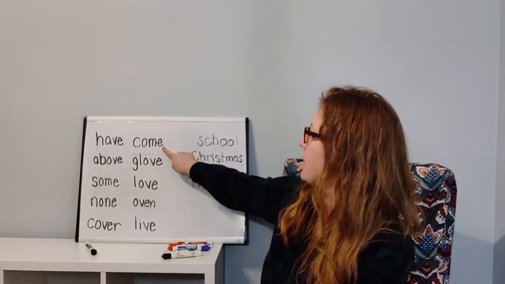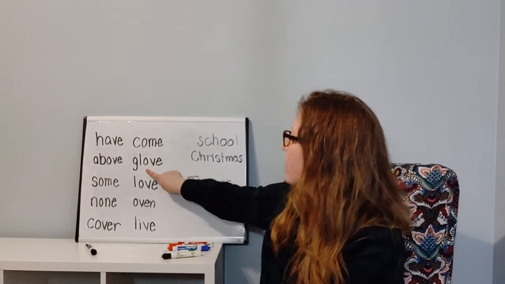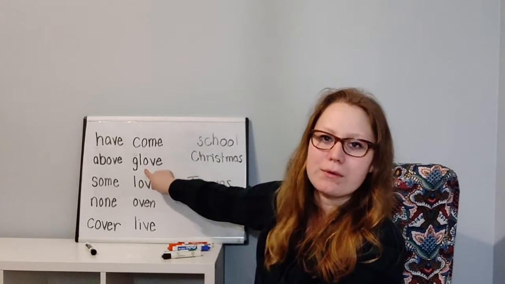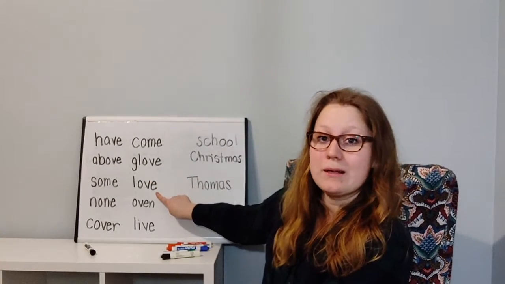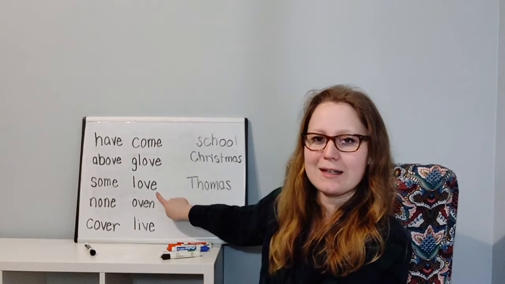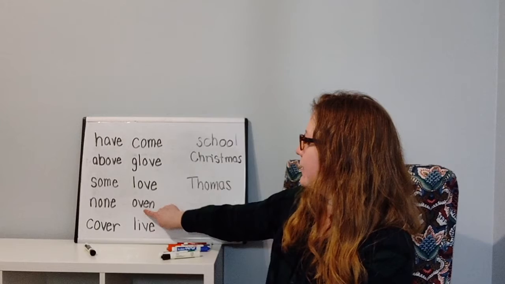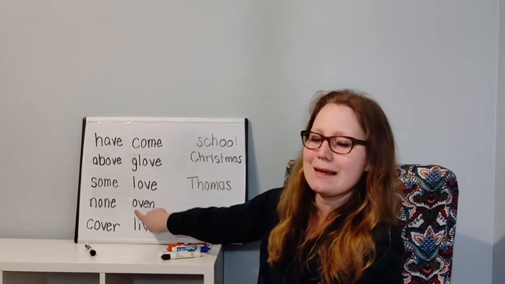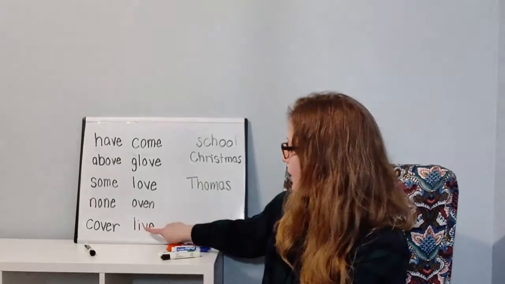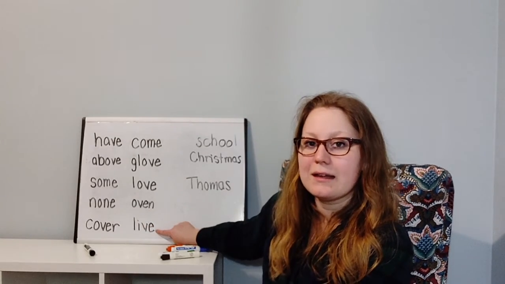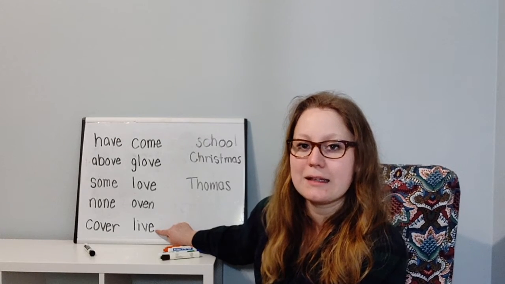Here's a couple more. We don't read it as "comb." We read it as "come." We don't read it as "glove" with a long O. We read it as "gluv." Another example is love. We don't read it as "love" with a long O. We read it as "luv." Oven is another example where E usually would make the O say his name. For this one, we don't read "oh-ven." We say it as "uh-ven." The last one is live. We don't read this as "l-eye-v." We read it as "liv."